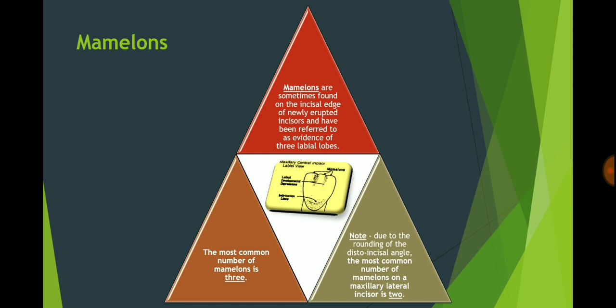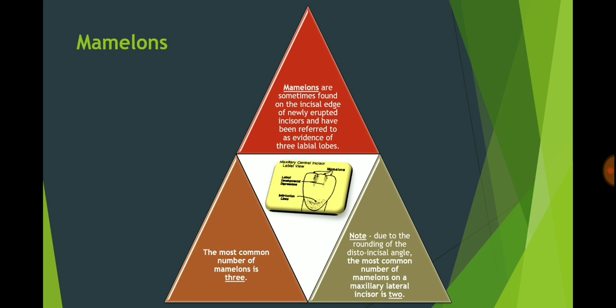And the maxillary central incisor also shows imbrication lines. You can find imbrication lines in the cervical portion. So imbrication lines are horizontal lines on the cervical surface of the maxillary central incisor. Okay. So the most common number of mamelons is 3.